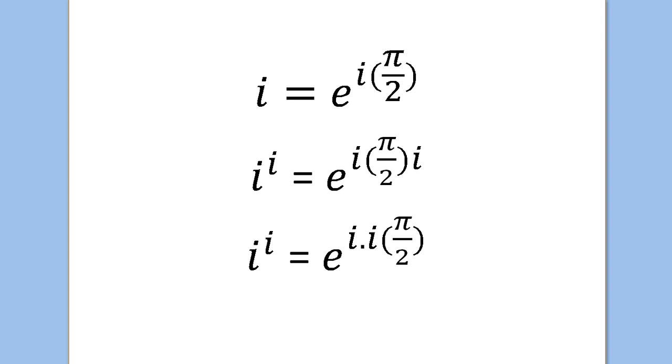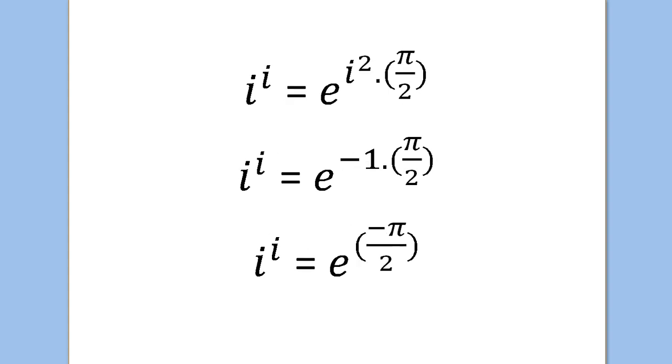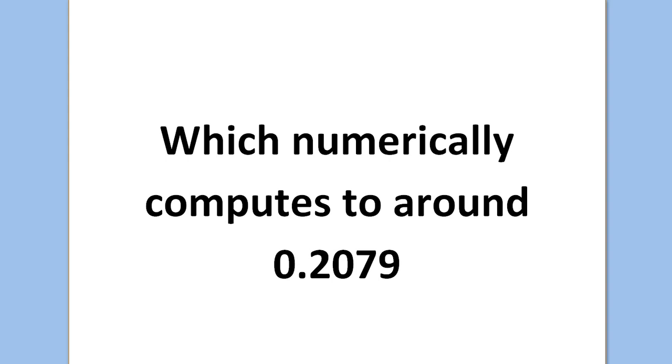So i to the i equals e, and then we'll join the i's together to get i times i times pi over 2. So i times i, as you know, is i squared, and as we already established, that equals minus 1. So i to the i is therefore equal to e to the power of minus 1 times pi over 2, which is e to the power of minus pi over 2. Which numerically computes to around 0.2079. You can check that on your calculator.